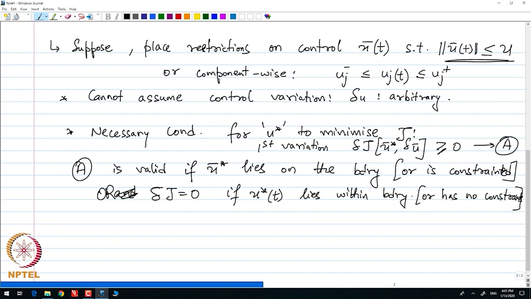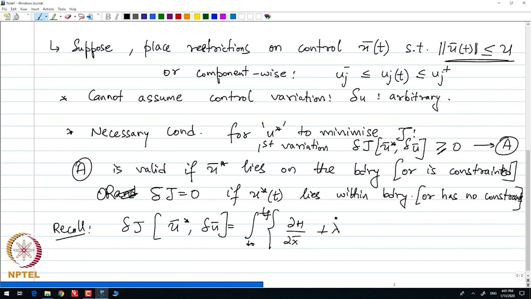So, let us look at this sort of a problem. Recall that my first variation was as follows. The first variation of the performance index was delta J at u star comma delta u. This was the integral from t0 to tf of partial H partial x bar plus lambda dot times delta x, plus partial H partial u times delta u, plus partial H partial lambda minus x bar dot times delta lambda, right.